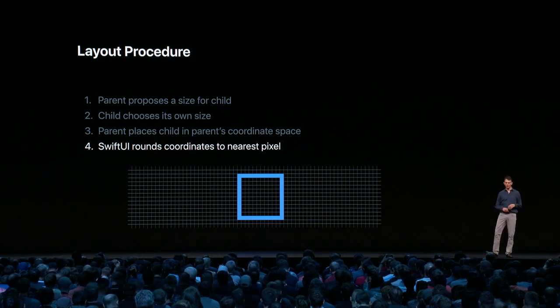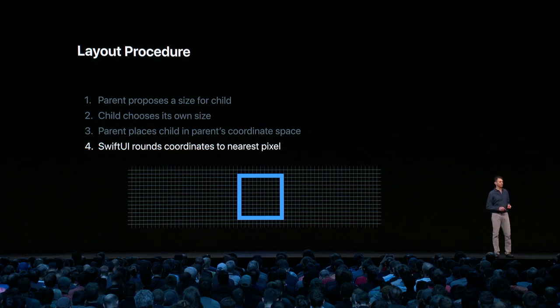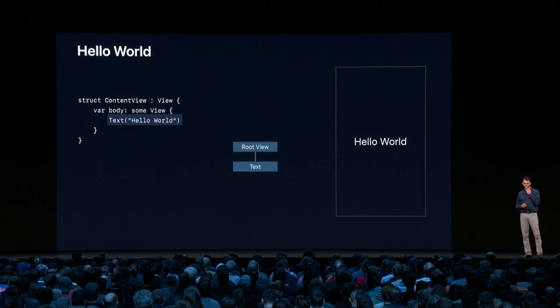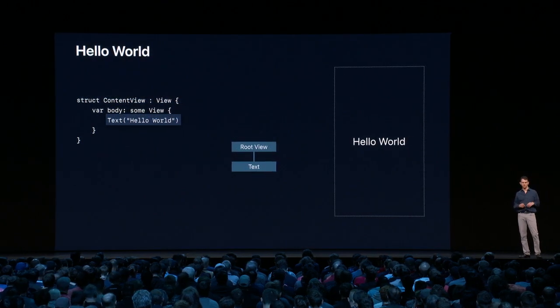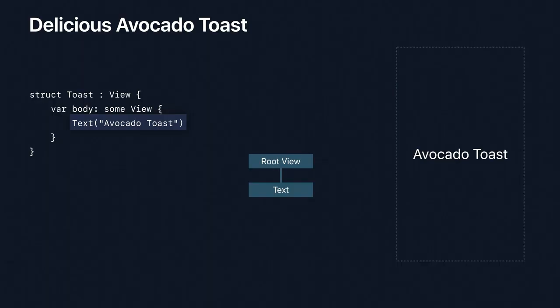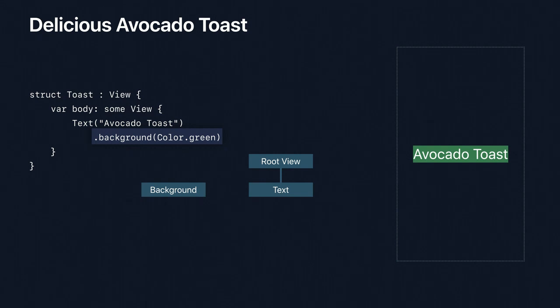Okay, now that we have the basics in hand, let's see if we can't make things a little more appetizing. I'll change the text in our example to something random like, I don't know, avocado toast? Are you hungry yet? No? Okay, let me try to make it a little bit more appealing. I'll add a nice green background here. Now, this background modifier wraps the text view in a background view with the color view as a secondary child.